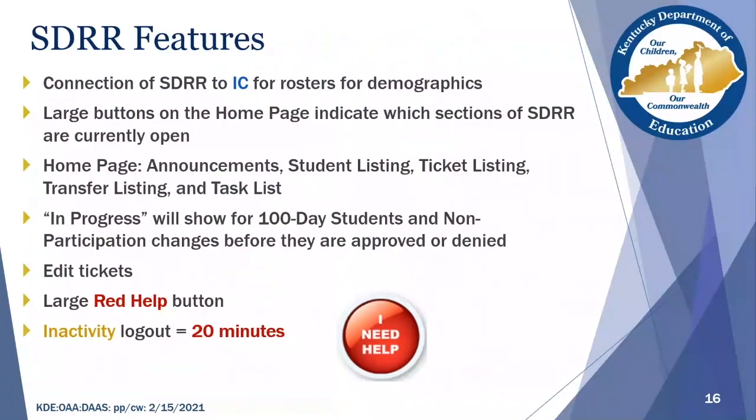When the 100-day student changes are requested, you will see in progress on the student listing until the change is approved or denied. The same process also applies to non-participation change requests. Another thing to be aware of on these types of requests is that it could be not just an approval or denial, but a request for additional information.